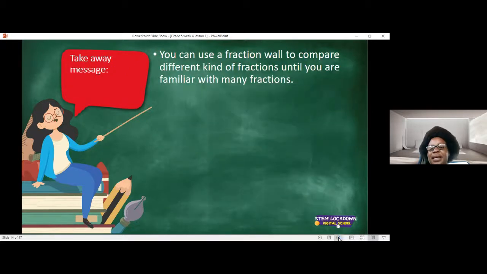Okay. And then takeaway message. In summary, you can use a fraction wall to compare different kinds of fractions until you are familiar with many fractions. In a fraction wall, there are all fractions. There's 2 tenths, there's 3 tenths, there's 4 tenths. Do not just look at the one with the one numerator. I'll also appeal to you grade 5s: if you can master fractions now in grade 5, when you go to grade 7, grade 8, it's going to be easier for you. In grade 6, you're going to be a master of these fractions.